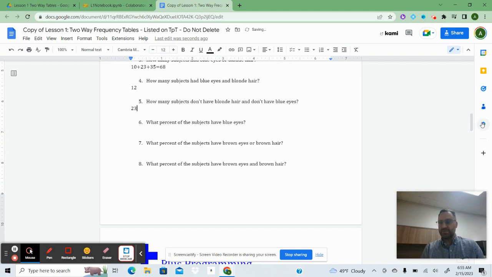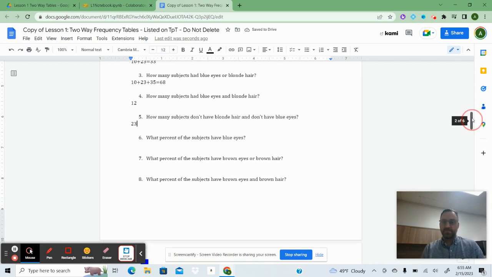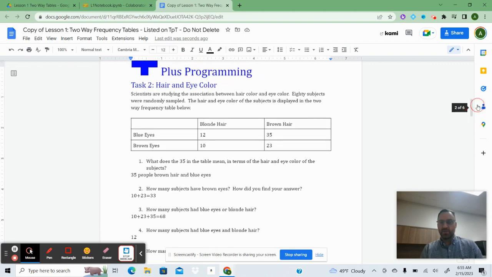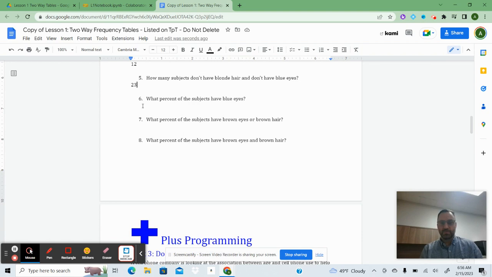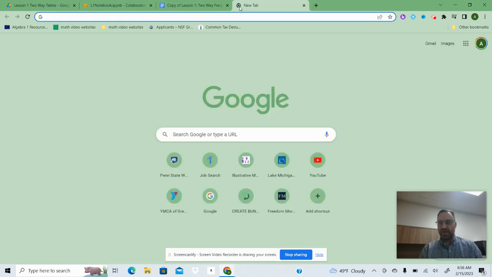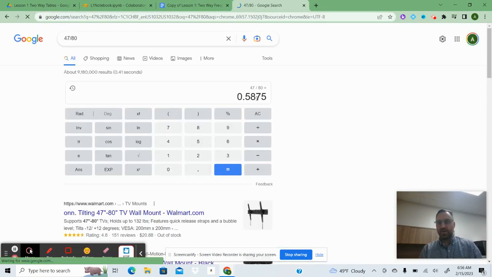What percent of the subjects have blue eyes? If we're looking at the blue eyes, we would go 12 plus 35, which is 47 out of the 80 people. Then I would change that into a decimal, and I can just go 47 divided by 80, or use a calculator. So it would be 58.75%.